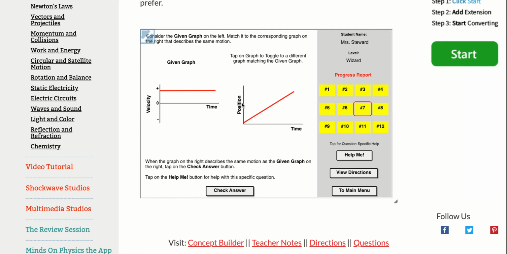And then here, this is the one that's going to match because it's a constant slope and it's a positive slope. All right. And then you're going to hit check answer and it'll show that it's correct.